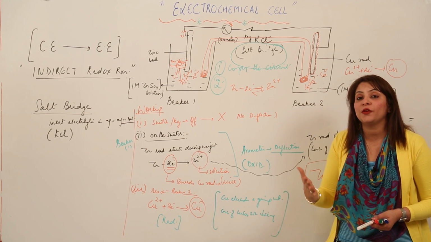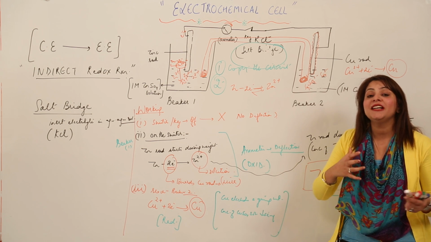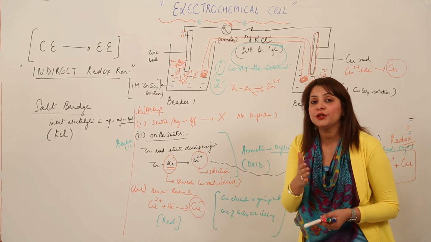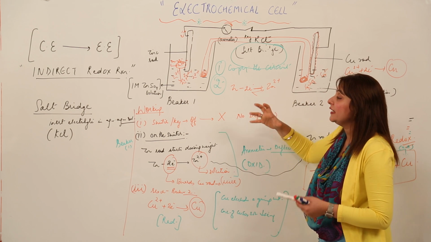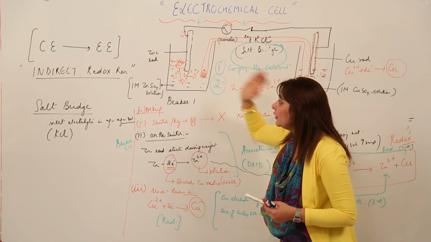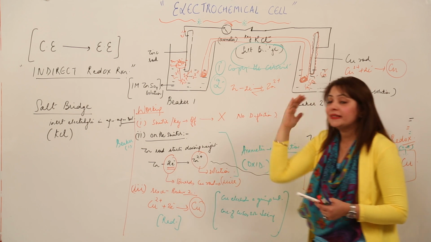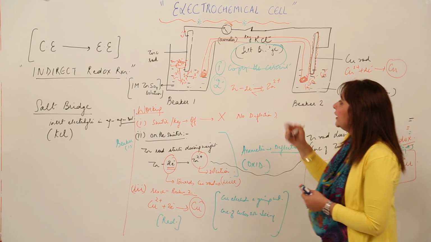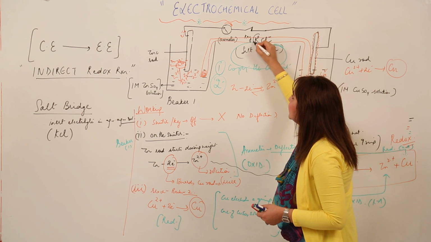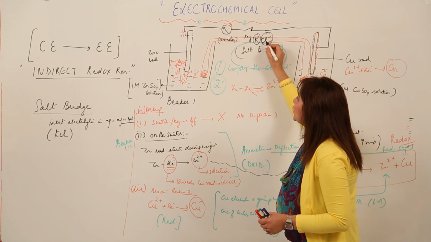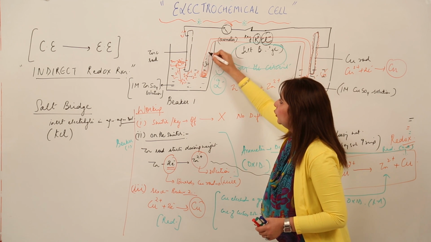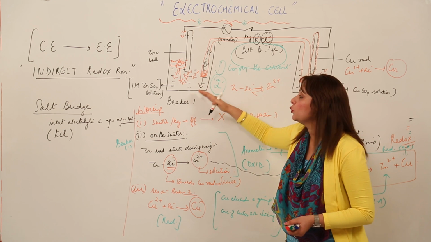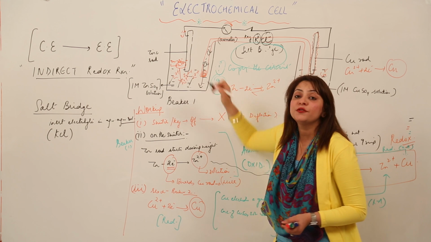That means the production of electric energy will stop, or you can say ultimately the cell is going to stop working, right. So what does the salt bridge actually do? It makes the cell keep on working. It neutralizes the excess positive charge in beaker 1 and simultaneously neutralizes the excess negative charge in beaker 2. It has the inert electrolyte, so it passes the oppositely charged ions, like chloride ions. Chloride ions are passed from the salt bridge into beaker 1 to neutralize the excess positive charge, right.